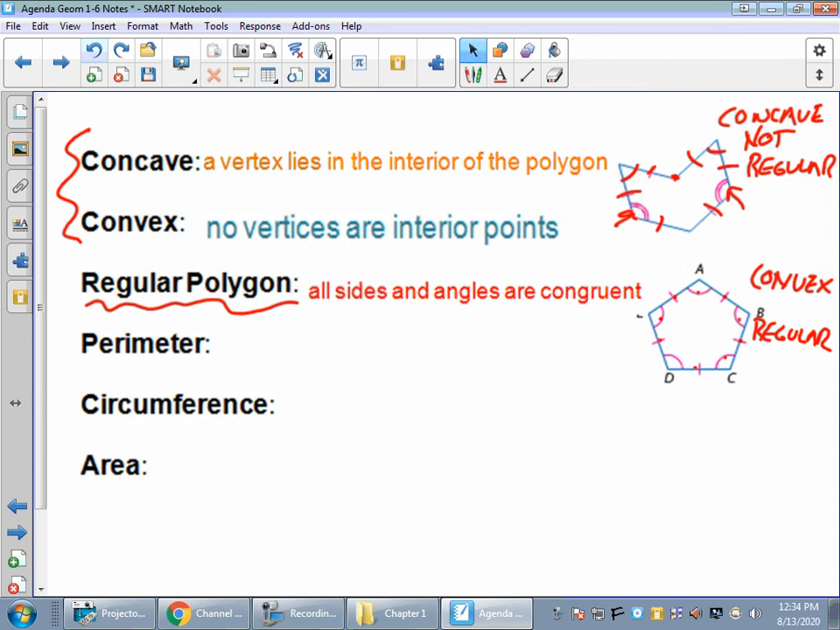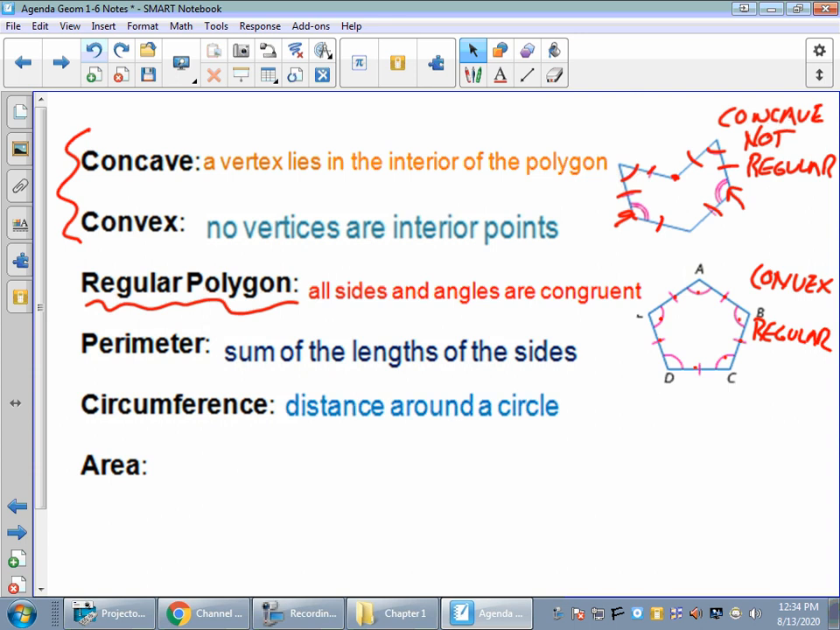Perimeter, you probably know a little bit about perimeter. Perimeter is just the sum of the lengths of the sides. So you just add up all the outside edges. Circumference, when dealing with a circle, is kind of like the perimeter of a circle. It's just the distance around a circle. And then area is the number of square units needed to cover a surface. The area would be all the stuff inside the pentagon.